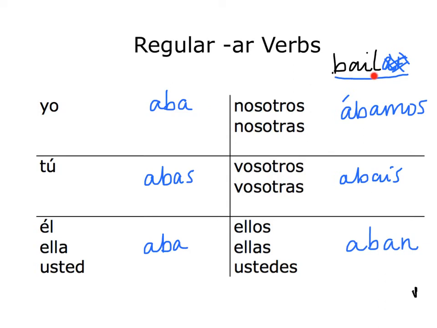So we take the bail part and add the ending. So, bailaba, bailabas, bailaba, bailábamos, bailabais, and bailaban. Right now you may be asking yourself, wait a minute, if the yo and the él, ella, usted forms are the same as each other, how am I going to know the difference? The same way that you know in English, you'll have somebody's name or some other indicator of who it is.